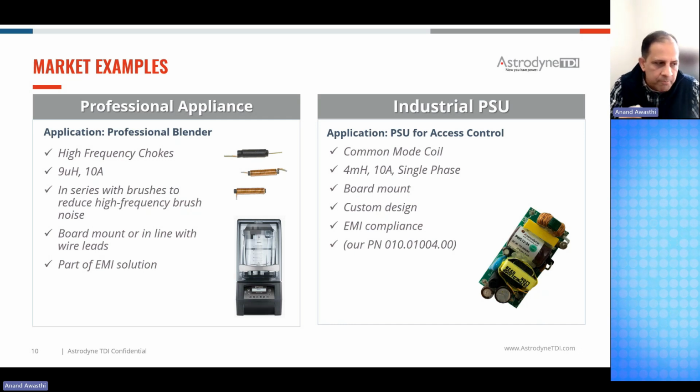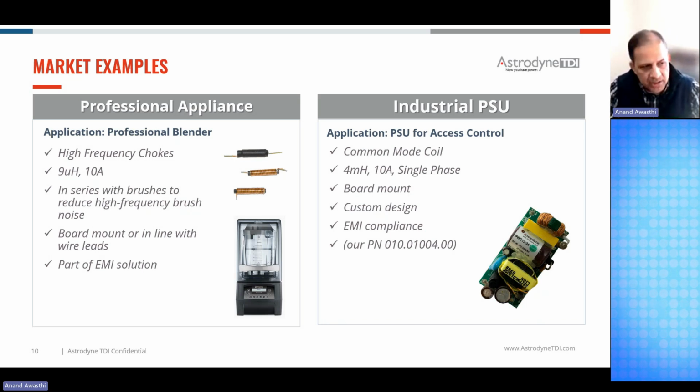They were able to do some lab work to come up with their own design. They figured out they need around 4 millihenry, but their inductor was very crude. They were not able to build it because they were not a company that made inductors and filters. They were a company that made power supplies. So they approached us. We had worked with them in the past and supplied them filters.